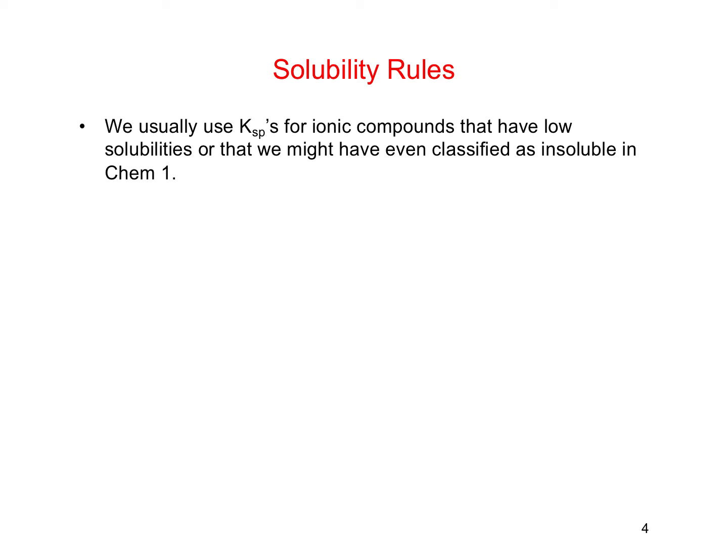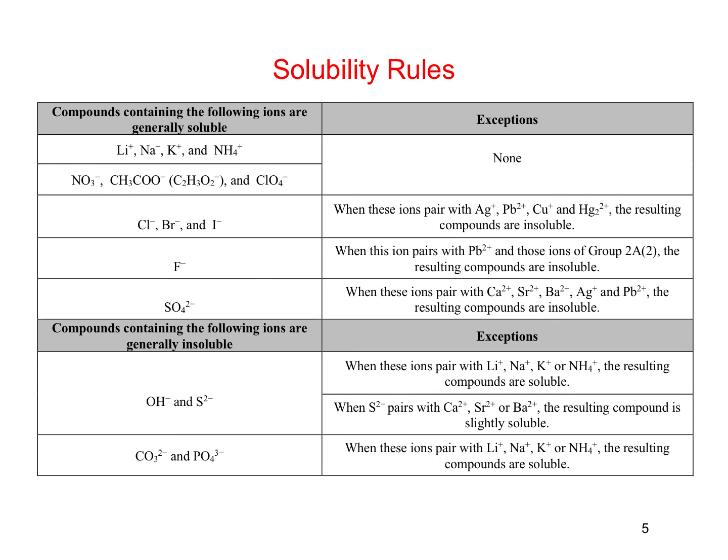All right, I mentioned this on the second slide, but it's worth emphasizing. We typically use KSPs for ionic compounds that have low solubilities, or even for compounds that we might have classified as being insoluble in Chem 1. So the reality is, even when we say something is insoluble, a small amount of it will in fact dissolve. And so the KSPs are the equilibrium constants that we use for describing the chemical reactions that describe that dissolution.